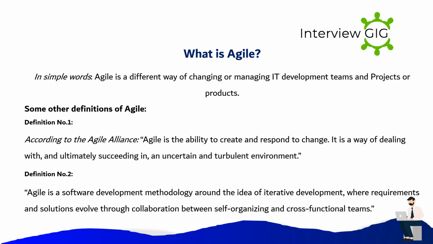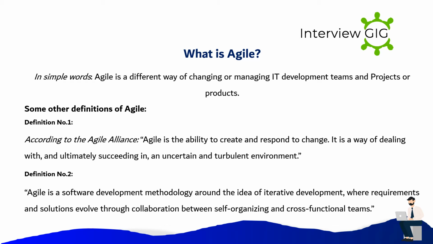What is Agile? In simple words, Agile is a different way of managing IT development teams and projects or products. Some other definitions of Agile. Definition number 1. According to the Agile Alliance, Agile is the ability to create and respond to change. It is a way of dealing with, and ultimately succeeding in, an uncertain and turbulent environment.